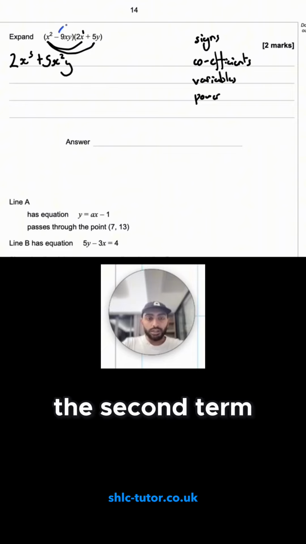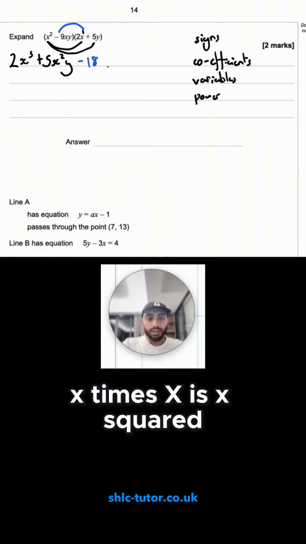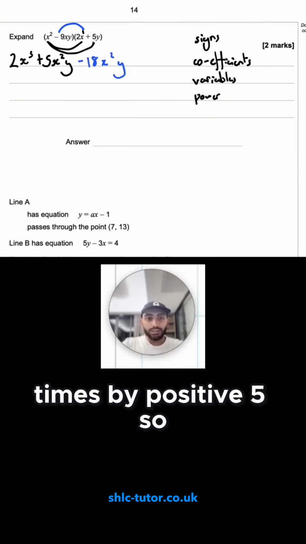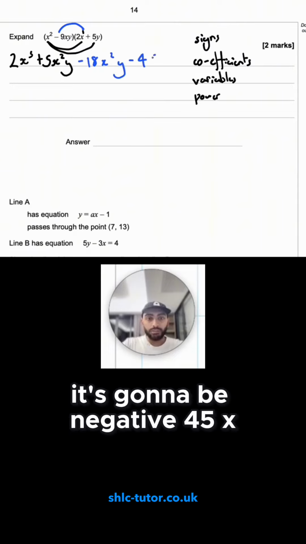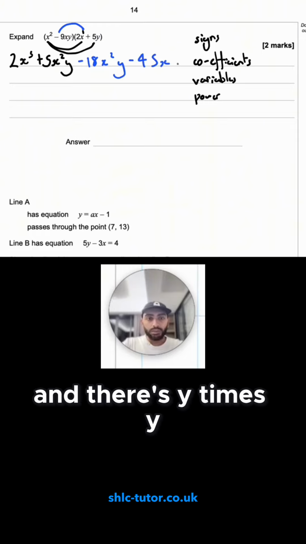Next, we need to look at this second term, this negative 9xy. So it's negative times a positive, so negative. 9 times 2 is 18. x times x is x squared. And there's going to be a y at the end. Then we're doing negative 9 times positive 5, so it's going to be negative 45. x, there's no x there, so there'll be an x here. And there's y times y, which is y squared.